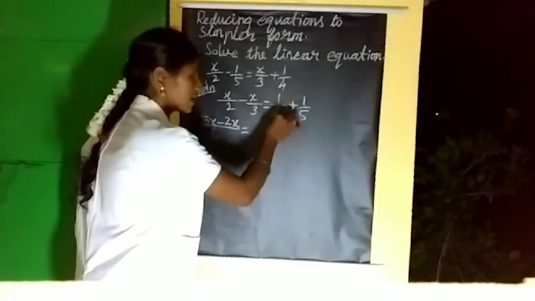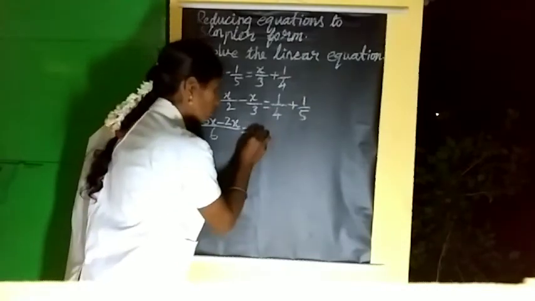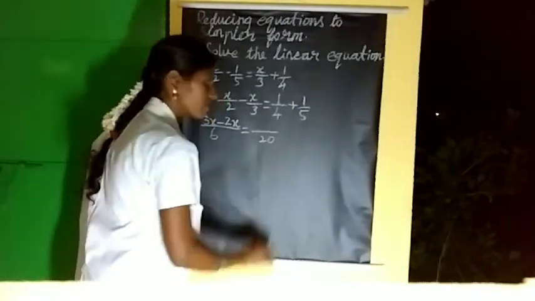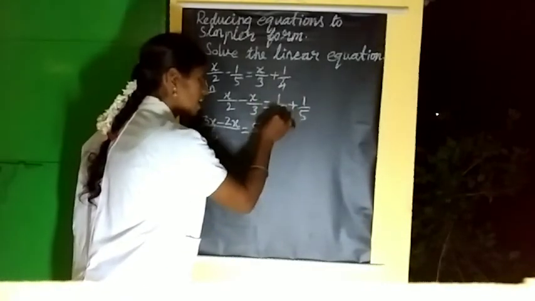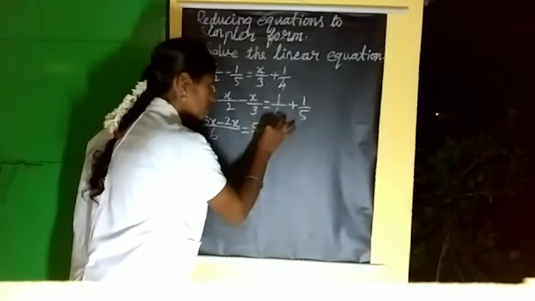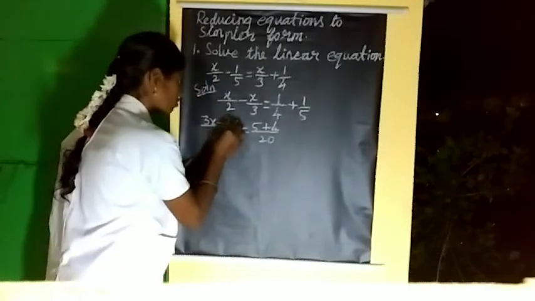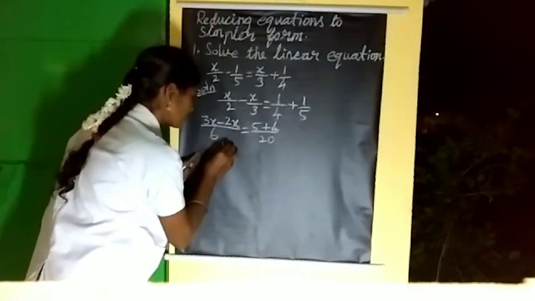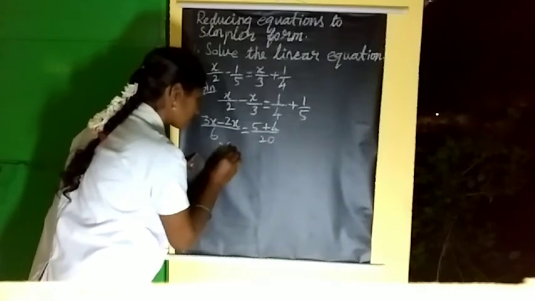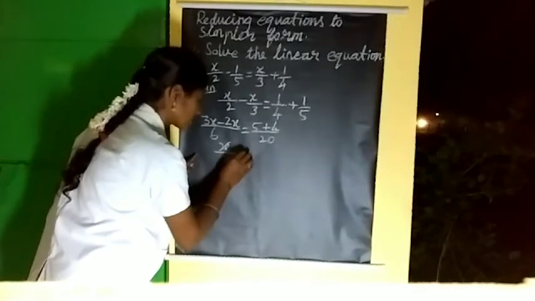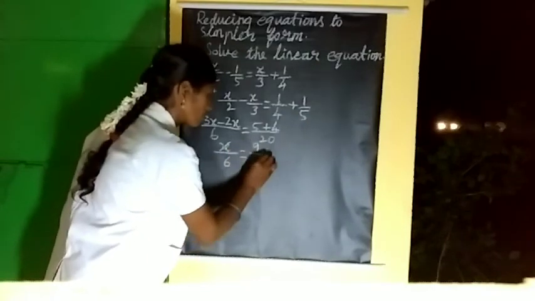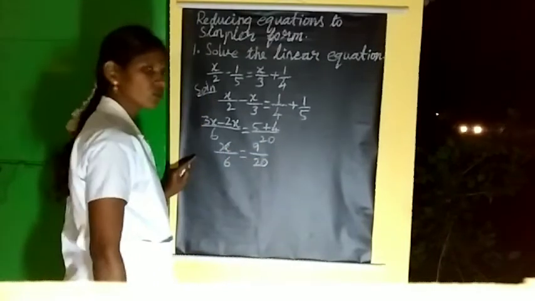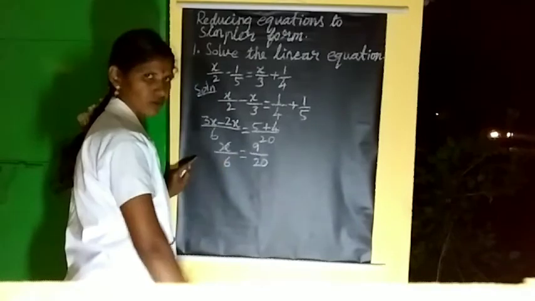Here, the LCM of 4 and 5 is 20. So, 5 multiplied by 5 here and multiplied by 4 here: 5 plus 4. What is the answer of 3x minus 2x? 1x. That is x by 6 is equal to 5 plus 4, that is 9 by 20. Okay. We need only the x value.